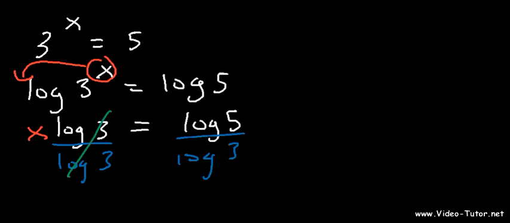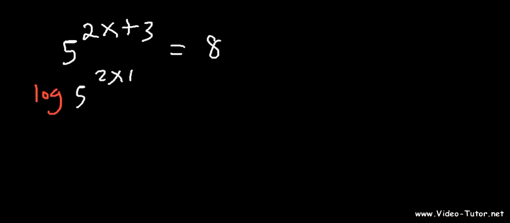So these cancel. Log 5 over log 3, as we mentioned, was 1.465. So let's try another example, but one that's a little bit more complicated.